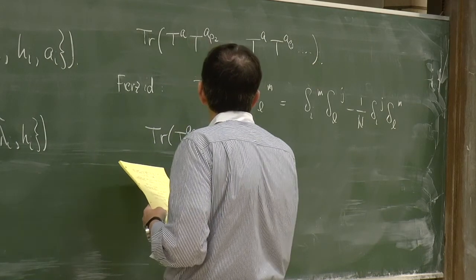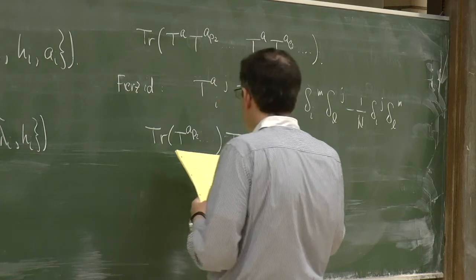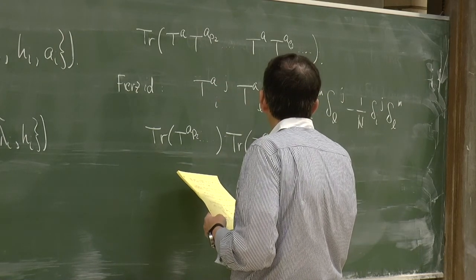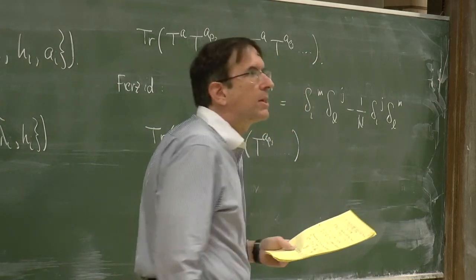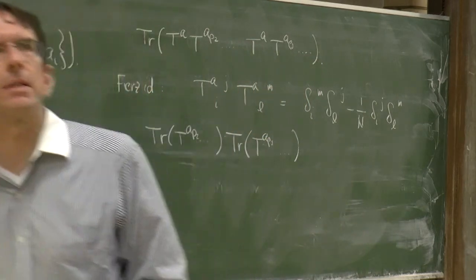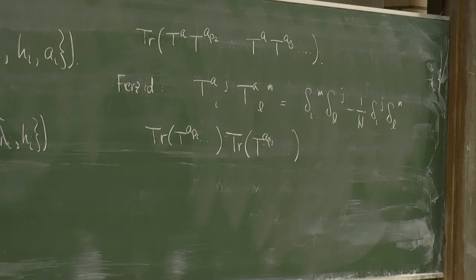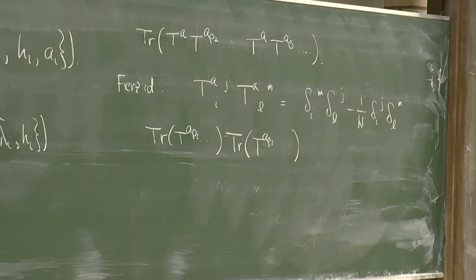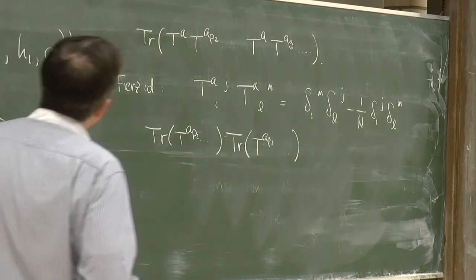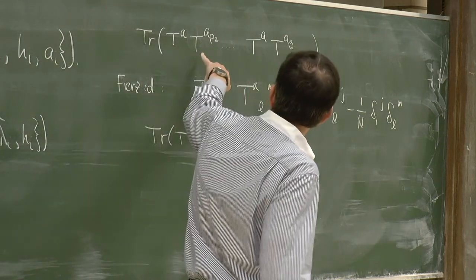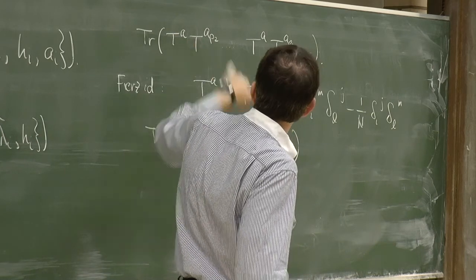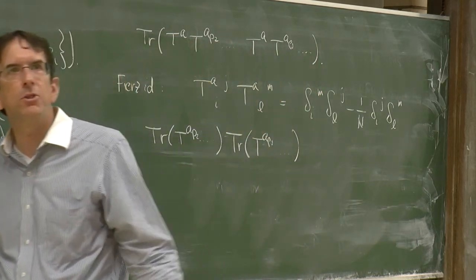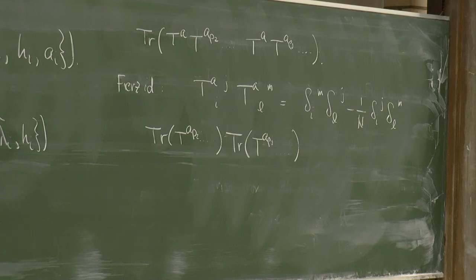So we're going to have things that have two traces, and that's actually going to be the generic term that we get in a color decomposition at one loop. There are some special cases. Well, one special case is where the two T^A's just isolate a single charge matrix, but the charge matrices are traceless. That term will just disappear.